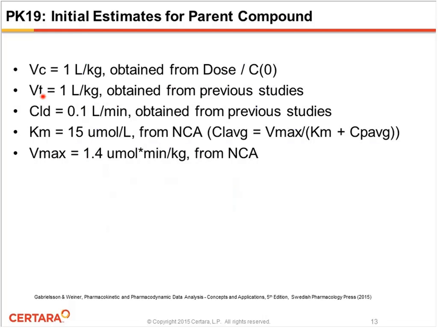The tissue compartment volume is also 1 liter per kilogram, obtained from previous studies. Clearance rate, 0.1 liters per minute, obtained from previous studies. And then to get initial estimates for Km and Vmax, we use non-compartmental analysis, where the average clearance across the dose groups is Vmax divided by Km plus Cp average, the average concentration. One can then come up with estimates for both Km and Vmax. And this is discussed in detail in the Gabrielsson and Weiner reference.